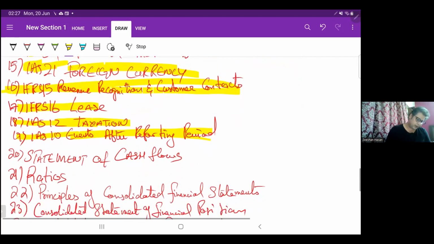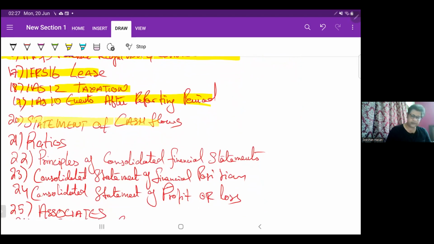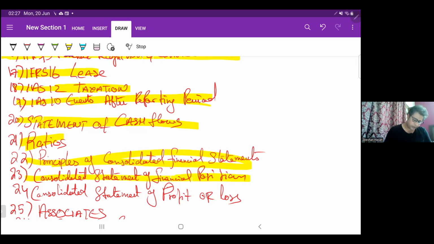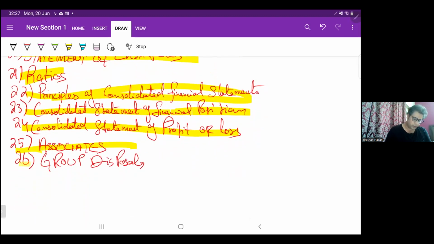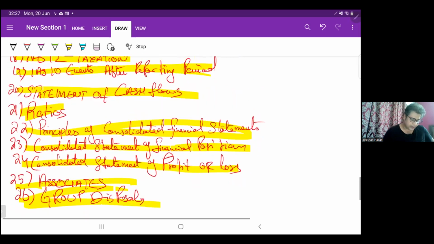Then the next topic, statement of cash flows. Obviously, we did that back in F3 as well. Then ratios, we will do the ratios part. Okay, principles of consolidated financial statements, consolidated statement of financial position, consolidated statement of profit or loss, associates, group disposals. These are the areas of F7.